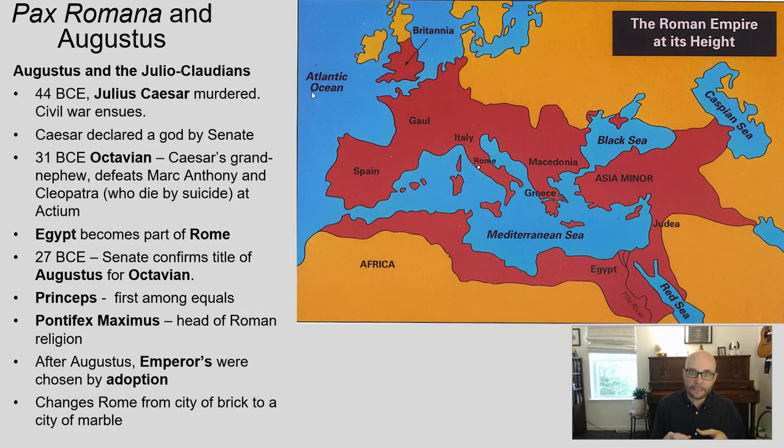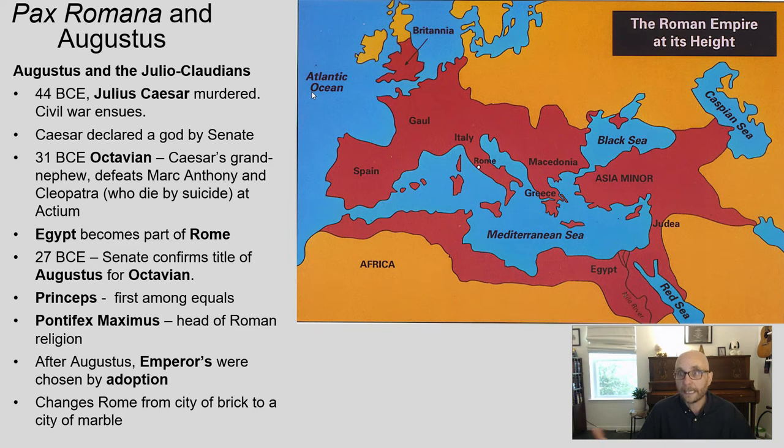Really, Augustus, because of this, becomes the first emperor of Rome, even though the Senate is still there and the Senate is still making laws. And emperors from this point on are, in the line of succession, chosen by the previous emperors.